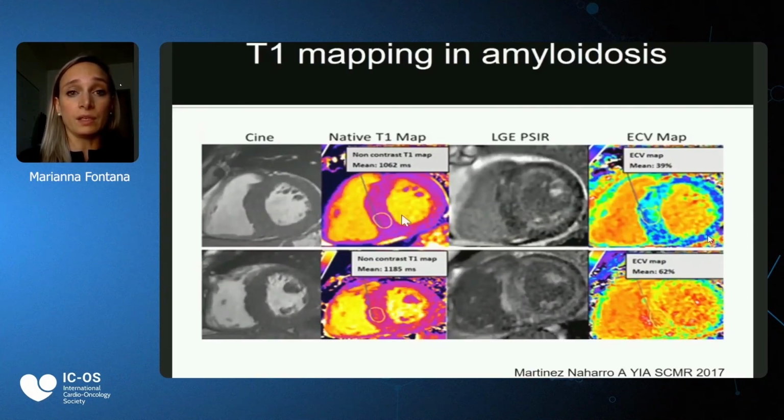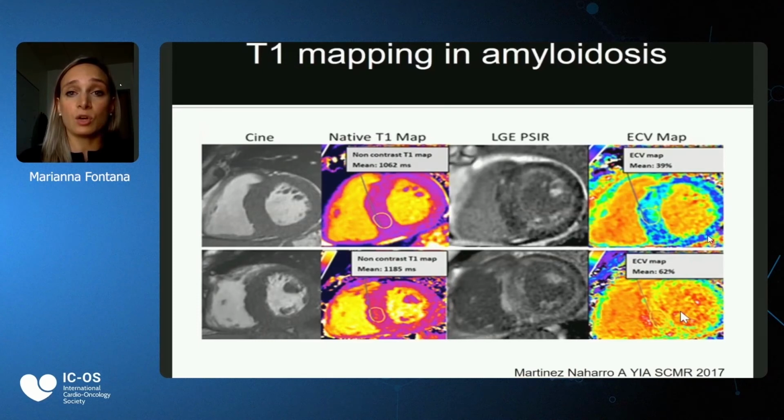So here are two patients with ATTR amyloidosis, with the same increase in LV mass. You can already notice that on the non-contrast T1 map there is some difference. In the patient at the bottom, T1 is higher. And on the late gadolinium enhancement, probably in the patient at the bottom the myocardium is more white. But the difference with the extracellular volume map is actually striking.